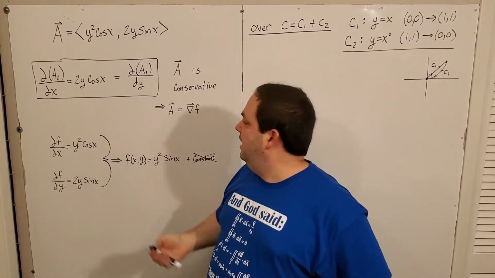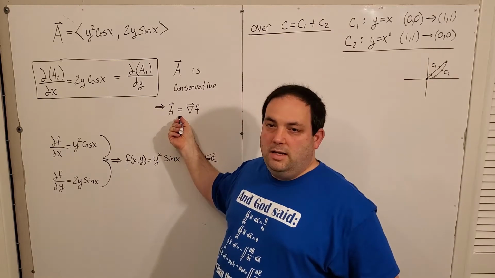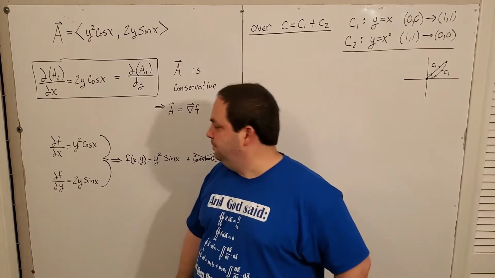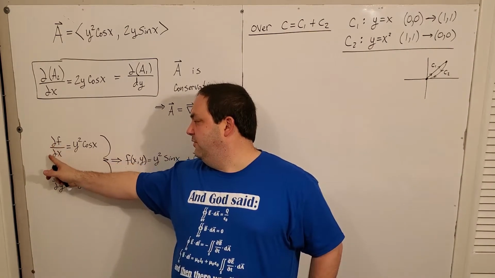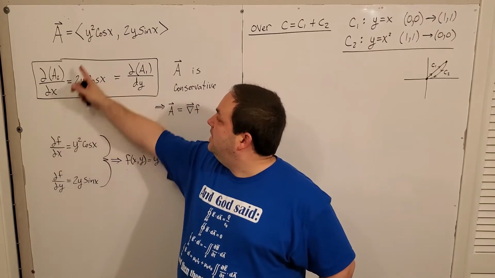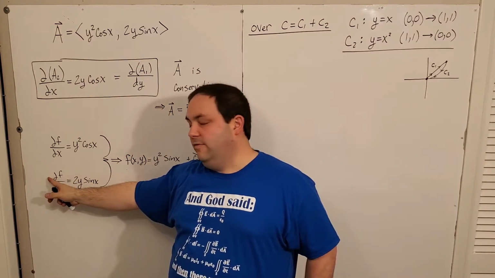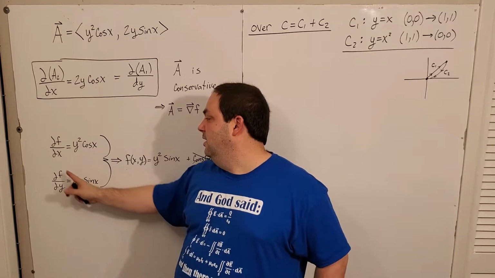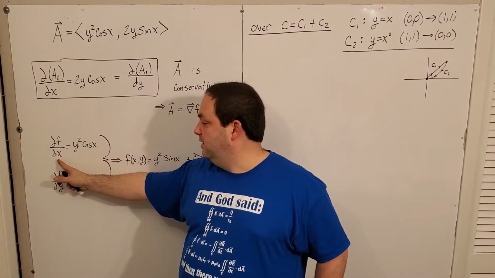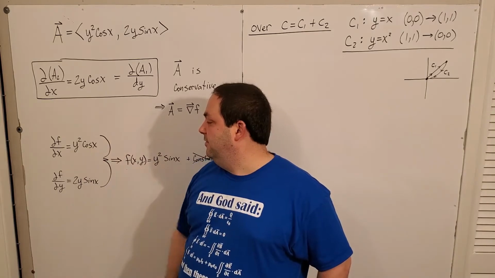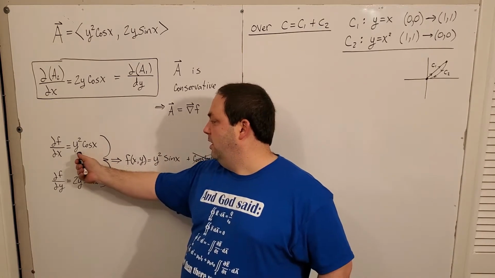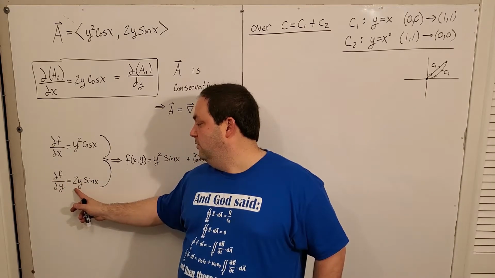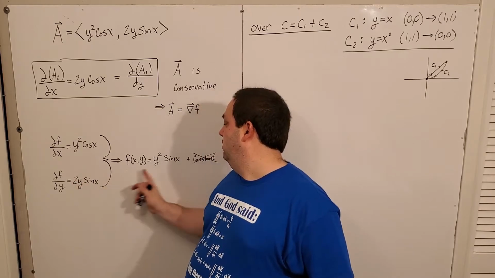As soon as you realize that, you're going to be like, oh yeah, well that means A can be the gradient of some potential function. Great. So find the potential function. The partial of the potential function with respect to x has to be equal to the first component, and the partial of the potential function with respect to y has to be equal to the second component. If I do the antiderivative with respect to x, the antiderivative of cosine x is sine x, times y squared. And again, if I integrate with respect to y, I'll get y squared sine x.